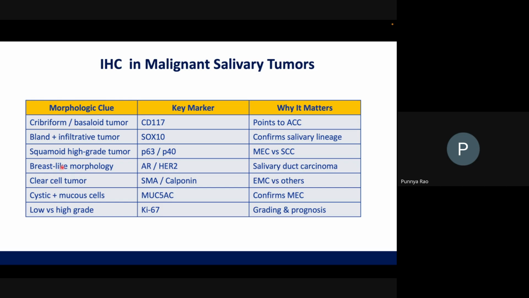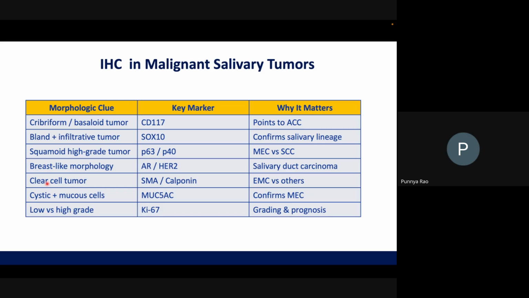If you have breast-like morphology or ductal carcinomas, you have to go for androgen receptor or HER2, which is positive, which is not so in other tumors. Clear cell tumors, do a SMA or calponin. The most common clear cell tumors are epithelial myoepithelial carcinoma and hyalinizing clear cell carcinoma. Hyalinizing clear cell carcinoma does not have myoepithelial cells, so it will be negative. So if it is positive, it is epimyoepithelial carcinoma.